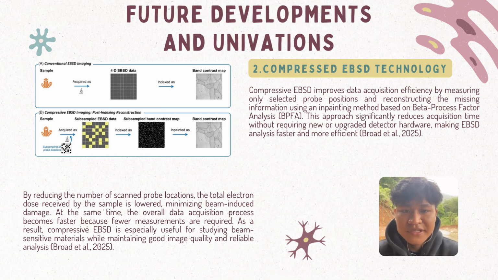Second, let's talk about compressed EBSD technology. Traditionally, mapping crystal orientations takes a long time and exposes the sample to a heavy dose of electrons, which can easily damage delicate materials. Compressed EBSD solves this by only scanning selected positions. It then uses a smart math method called beta process vector analysis to paint in and reconstruct the missing data. Because we take fewer measurements, the scanning process is incredibly fast, and the sample takes far less beam damage. Best of all, it achieves this high-quality imaging without requiring any expensive hardware upgrades.